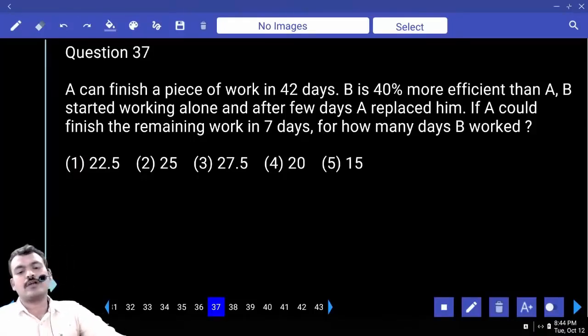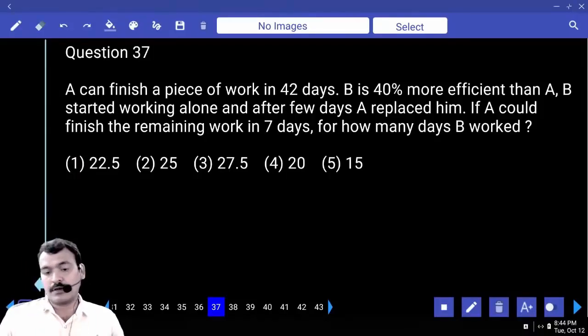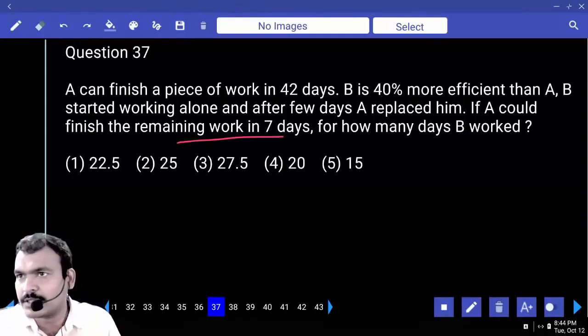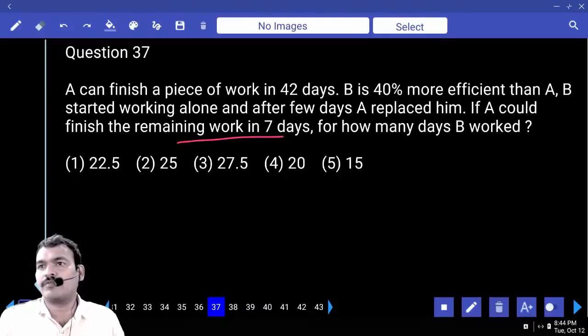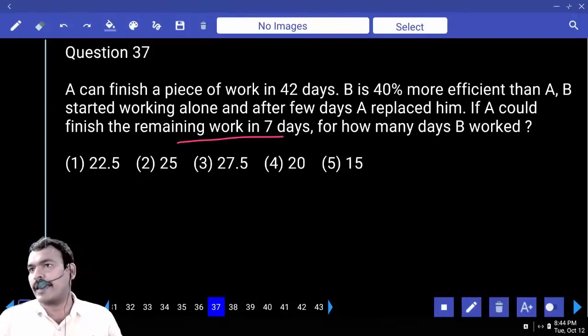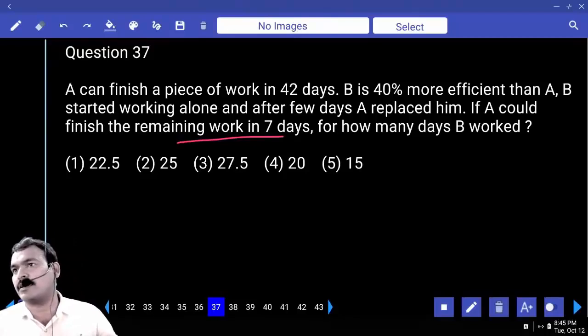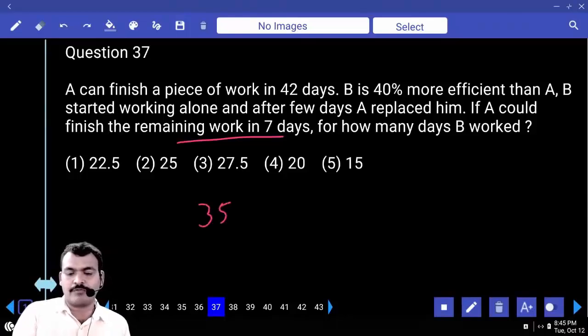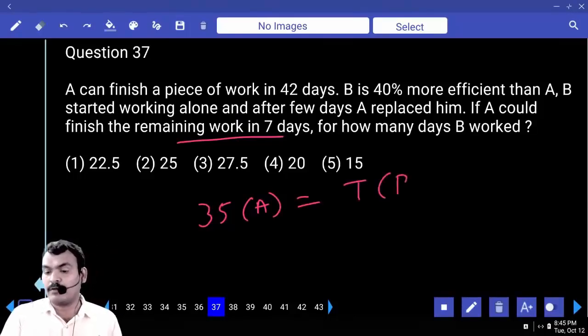First of all, the total work will be completed by A in 42 days. But he worked on it for 7 days. Out of 42, he worked 7 days, then the remaining is 35 days. Means 35 days work of A is equal to B's work. Did B work some days or only one day? Some days. Then I write 35 days work of A is equal to some days work of B.